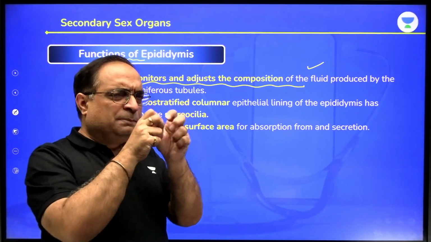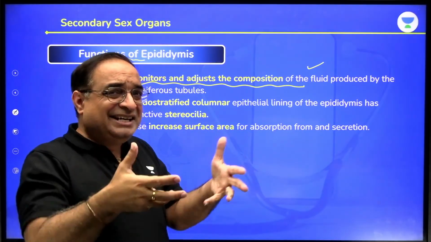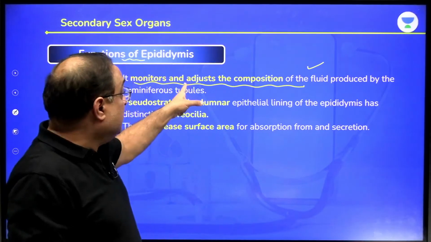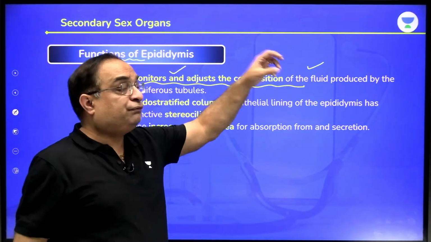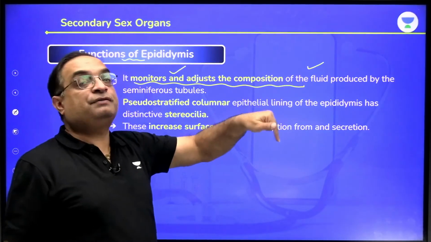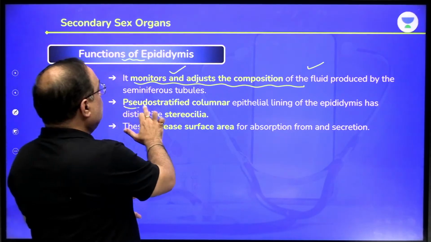Epididymis is going to absorb certain things from that fluid. Epididymis is going to secrete certain things into that fluid. So that is what is written here, that it monitors and adjusts the composition of the fluid produced by seminiferous tubules. Right? What type of epithelium is present?